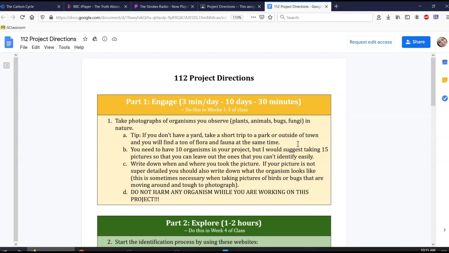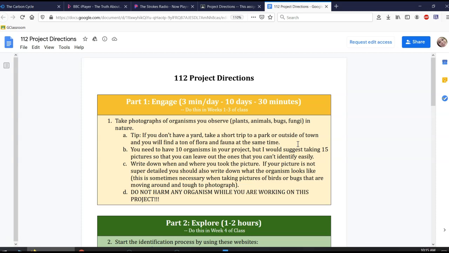Write down when and where you took the picture. If your picture is not super detailed, so you can't see everything about the organism, then you're also going to want to write down what it looks like and anything you noticed about it, like if it was a bird, kind of what did it sound like. And the reason you need to do this is because later you have to identify it, and if you don't have a good picture, then it's going to be really hard for those detailed parts that you use for identification.